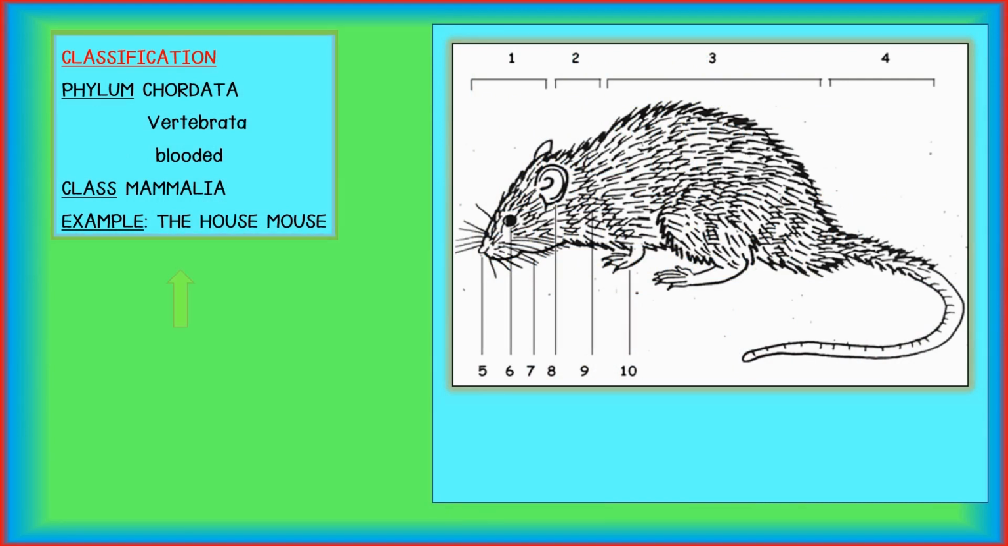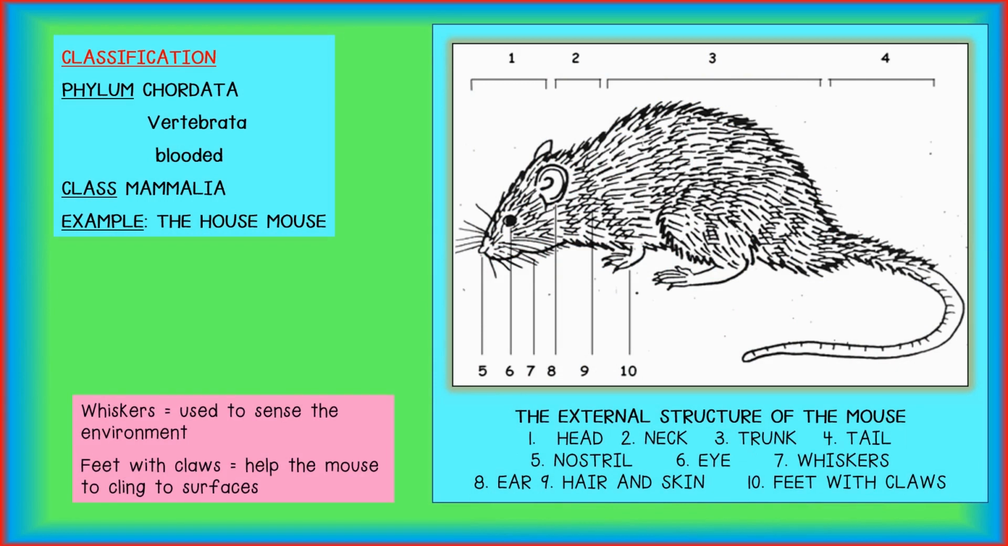Can you decide what the classification of the house mouse can be? Look at the external structure of the mouse in this diagram.